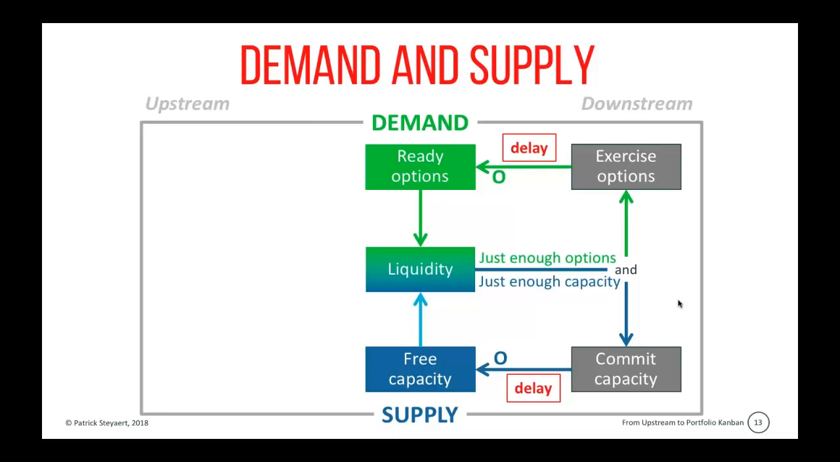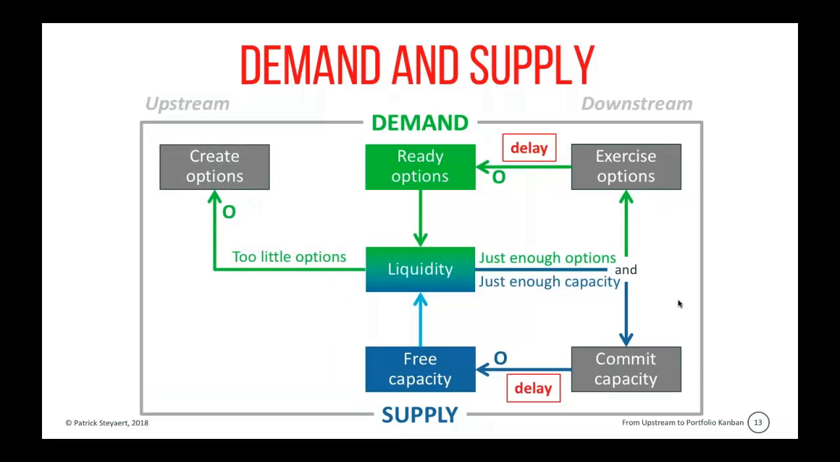So that's the ideal situation. Less ideal: if we exercise our options, we might come to the point where we have too few options. That means we might risk starvation downstream, so we might risk not having sufficient work anymore downstream. So we need to create new options. And when we create options, that results in more ready options. But notice that there is a delay. Creating options costs time.